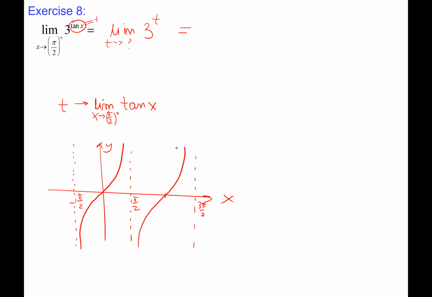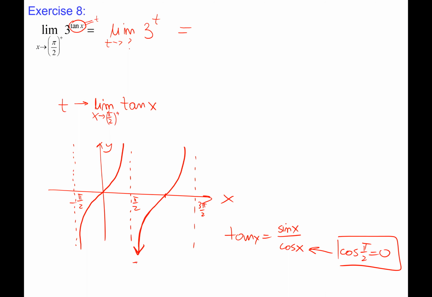Really nice, because tangent of x could be defined as sine of x over cosine of x, and cosine at pi over 2 is 0. That means tangent is not defined at pi over 2. Okay, but we can see the behavior at pi over 2 from the right-hand side. The tangent function goes down, to negative infinity. That means this limit is negative infinity, and this is our t, negative infinity.